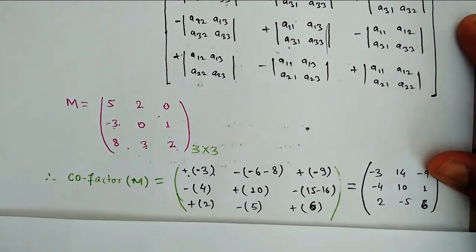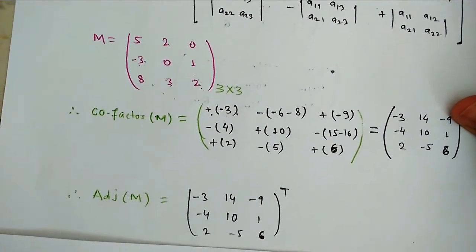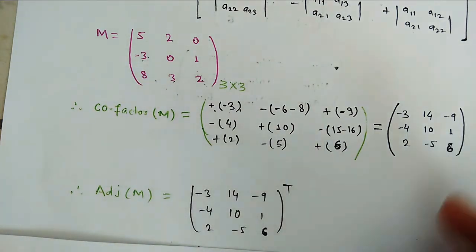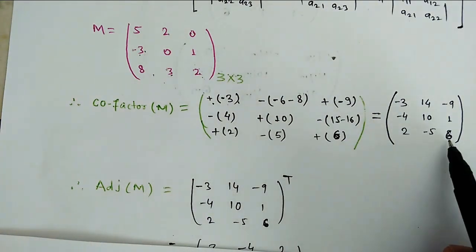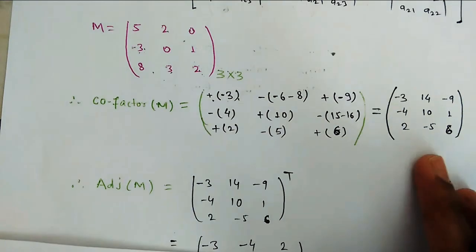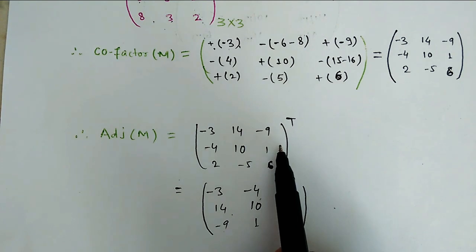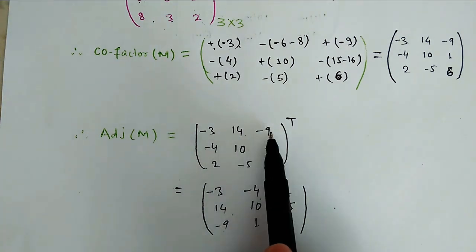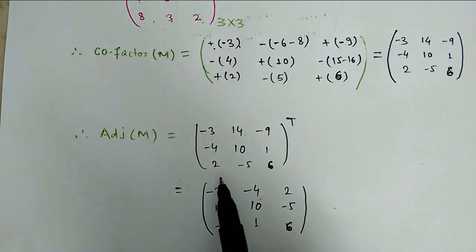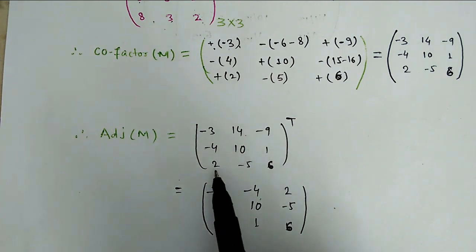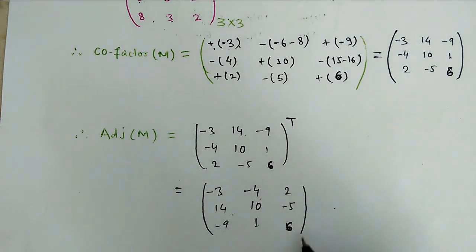In case of finding the adjoint matrix, you have to transpose the cofactor matrix. So this is our cofactor matrix. Just by doing the transpose we have calculated the adjoint matrix. So minus 3, 14, minus 9 will appear as the first column, minus 4, 10, 1 will appear as the second column, and 2, minus 5, 6 will appear as the third column. So this is the way to find the adjoint of any square matrix.